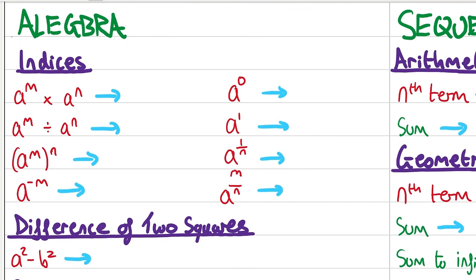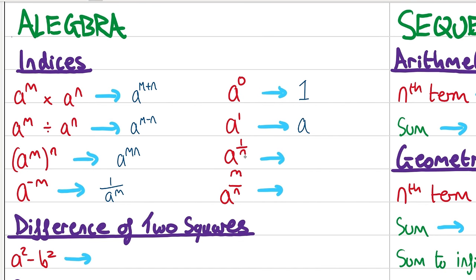Here we go. We're going to start off with algebra and indice rules. When you multiply two a's together, you would add the powers. When you divide two a's, you will subtract the powers. The bracket rule here, you multiply the powers. Negative power means 1 over, so the reciprocal. Anything to the power of 0 is 1. Anything to the power of 1 is itself.